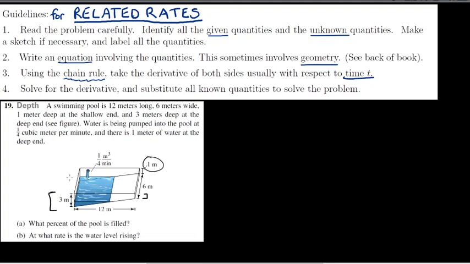Okay, so again, they give you the picture here, and I kind of ruined it, but there's the picture. And so there's two questions. First, what percent of the pool is filled? And part B, at what rate is the water level rising? Okay, so let's start with the first question.